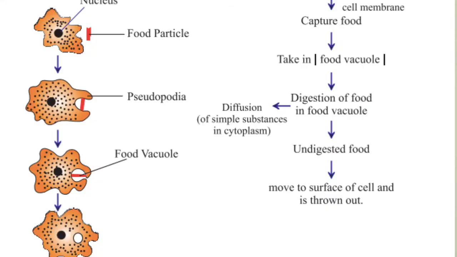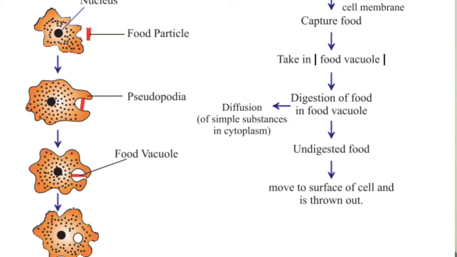It doesn't have a mouth. Amoeba surrounds the food particle and then takes it into the body. Then it digests the food with the help of enzymes. In amoeba's body, enzymes are there. Amoeba digests the food with the help of enzymes. Undigested food is left behind. Amoeba also removes the undigested part of the food from its body.